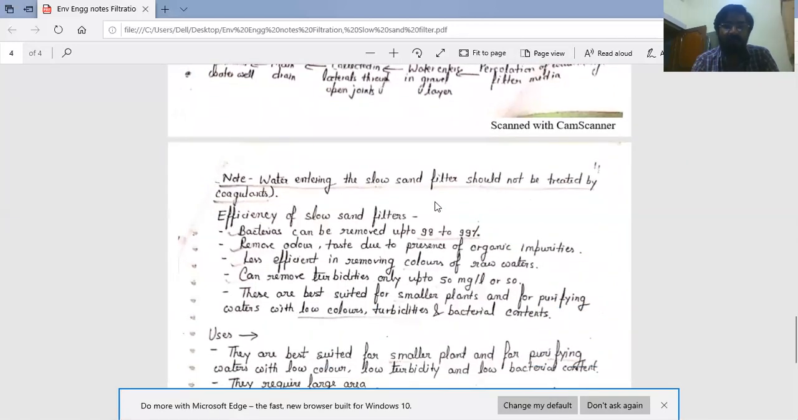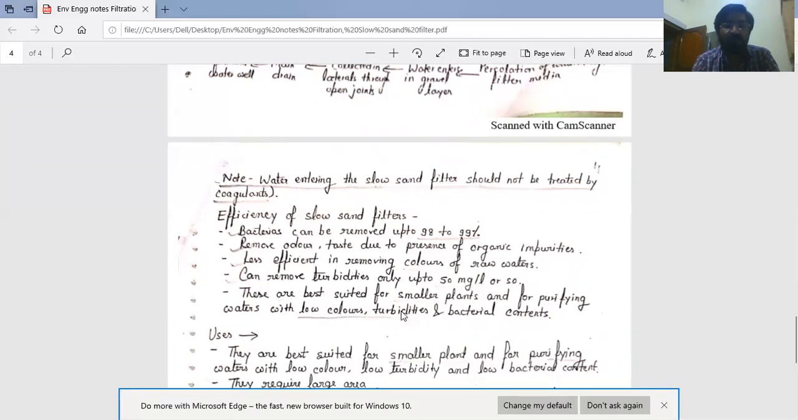Water entering the slow sand filter should not be treated with coagulants or chemicals. Efficiency of slow sand filter: bacteria can be removed up to 98 to 99%, so it is very efficient for bacteria removal. It removes odor and taste due to organic impurities. It is less efficient in removing color of raw water, and can remove turbidity only up to 50 milligram per liter.